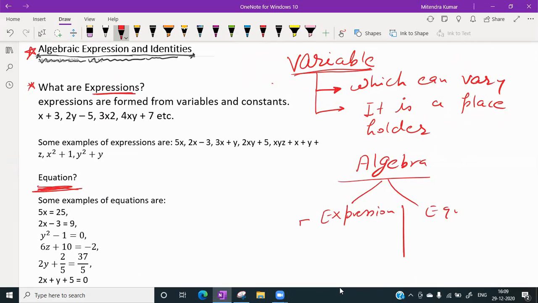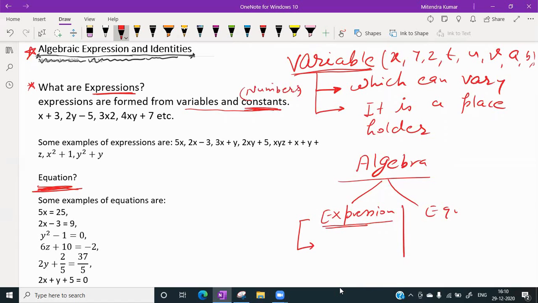So what is expression? Expression is a combination of variable and constant. So I told you variables क्या क्या होते हैं? Variable is x, y, z, t, u, v, maybe a, b, anything. And numbers all we know, है ना? या constant. Constant is also called number. So expression is nothing but combination, और expression कैसे बनता है? Variable and constant को मिला के.